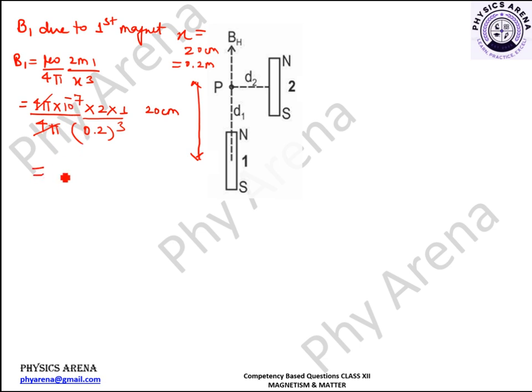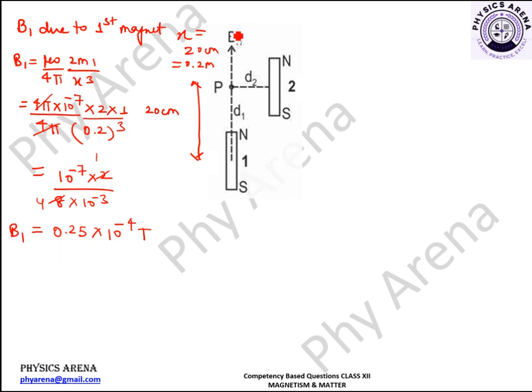And we are left with 10 to the power minus 7 multiplied by 2 divided by 8 into 10 to the power minus 3. 0.2 can be written as 2 into 10 to the power minus 1. When we cube that, it will become 8 into 10 to the power minus 3. So it will be equal to 1 by 4. 1 by 4 is 0.25 multiplied by 10 to the power minus 4 Tesla. So this is the value of B1.